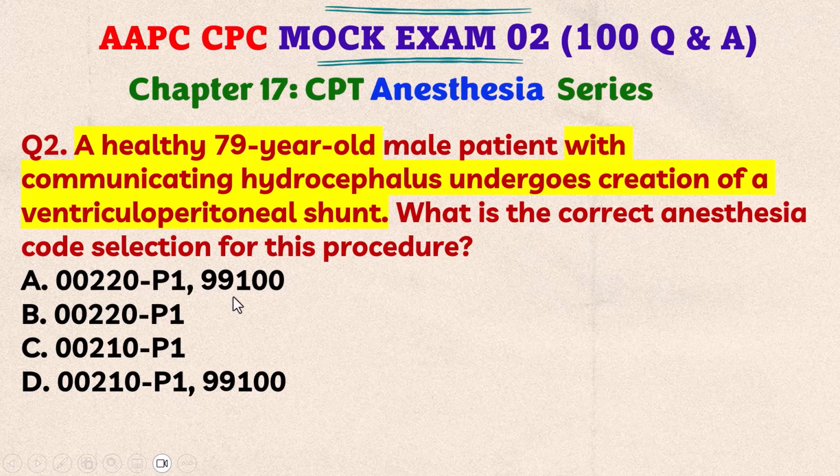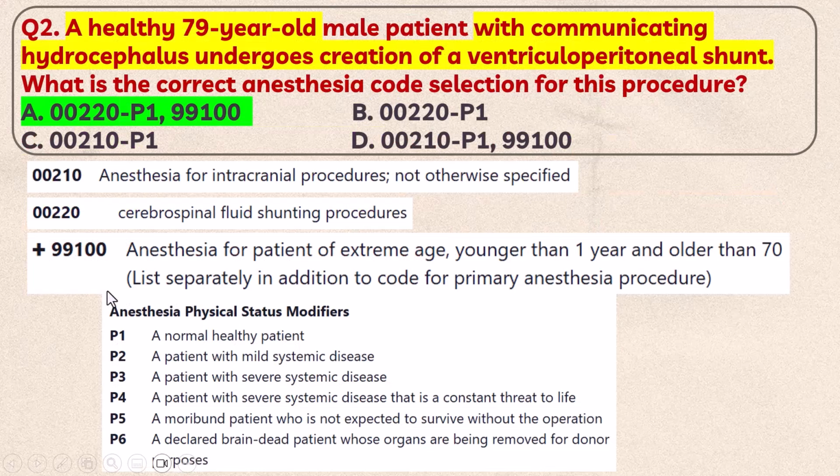Again, you can use the CPT alphabetic index, but for exam purposes, to save time, you can use the elimination method to find the answer, so you can directly go to the codes. So once you go to the code 00210, that is anesthesia for intracranial procedures not otherwise specified, but 00220 is cerebrospinal fluid shunting procedure. So that is the procedure here, cerebrospinal fluid shunting. So the correct primary code will be 00220, and here the modifier P1 for the normal healthy patient.